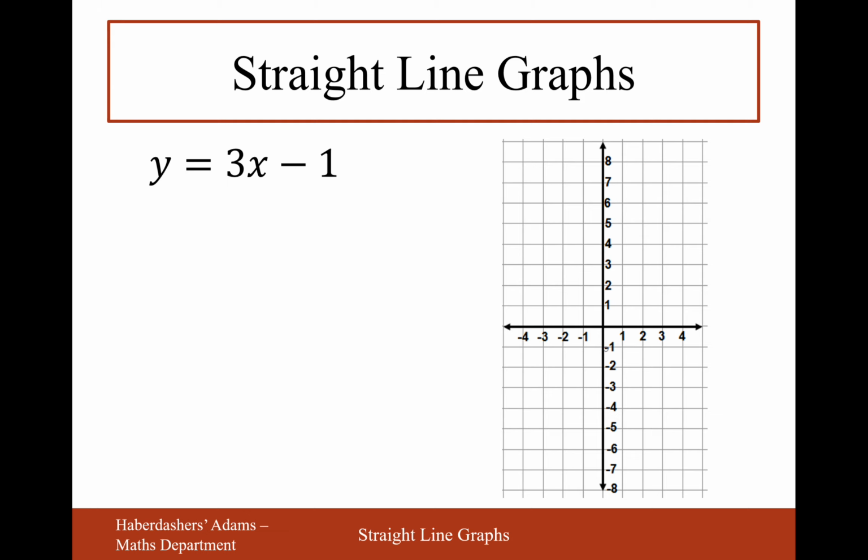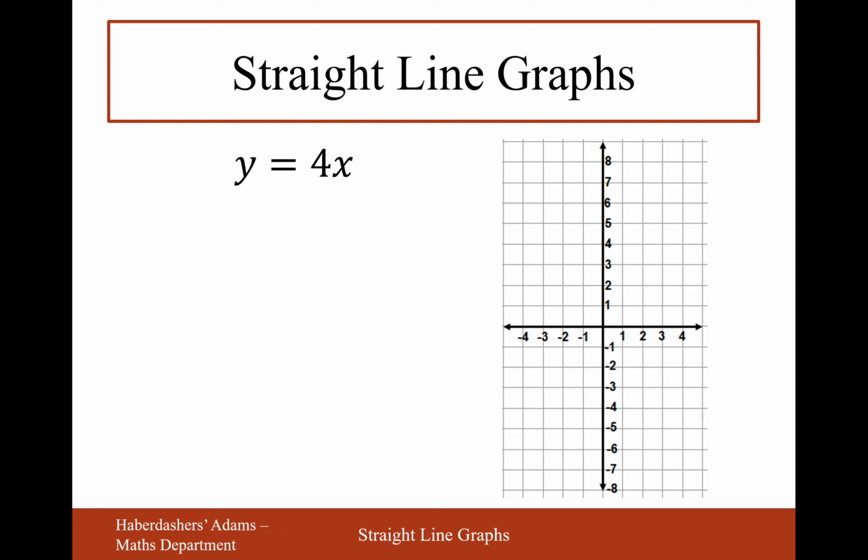Move on to the next one. So it would be move down to minus 1 on the y-axis, and then it's move on to the next coordinate, up by 3. Move on to the next coordinate, up by 3. Move backwards, but that will mean move down by 3. So that will be what the equation of the line looks like: y equals 3x minus 1.